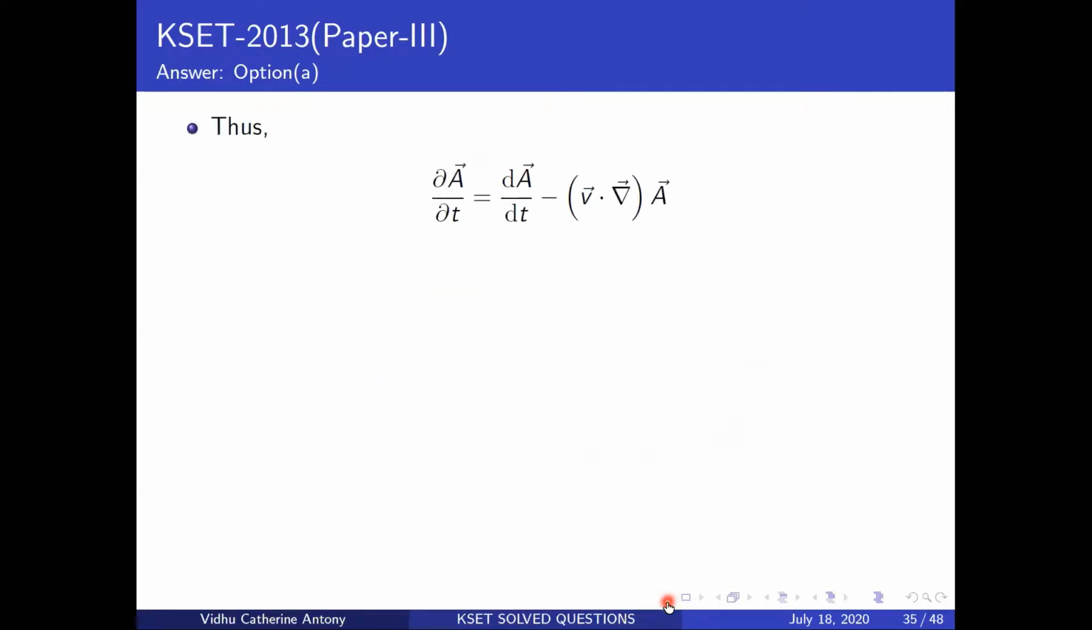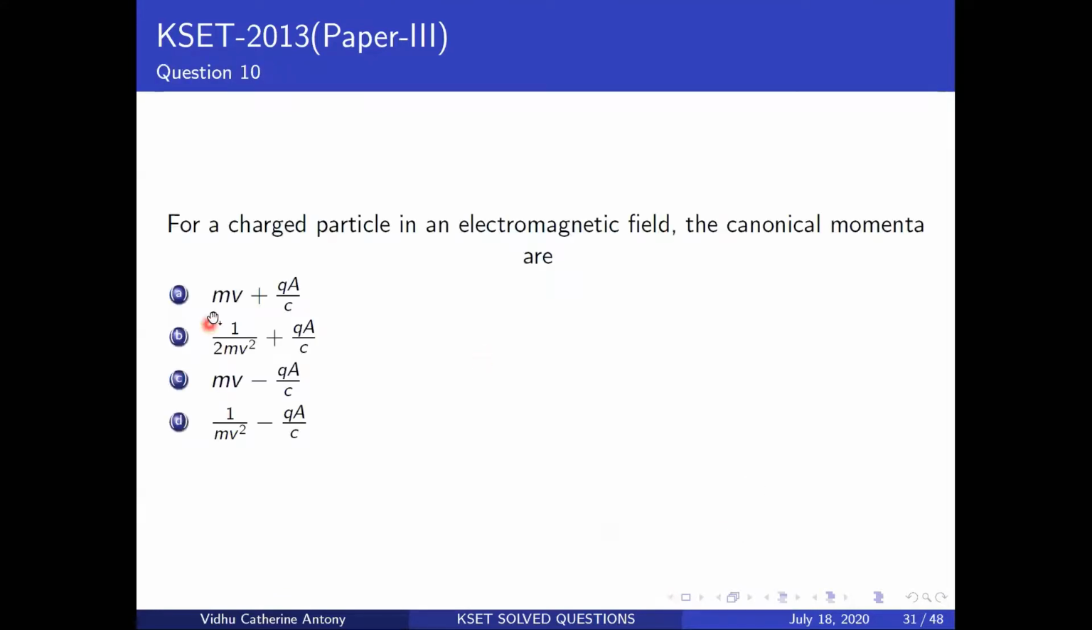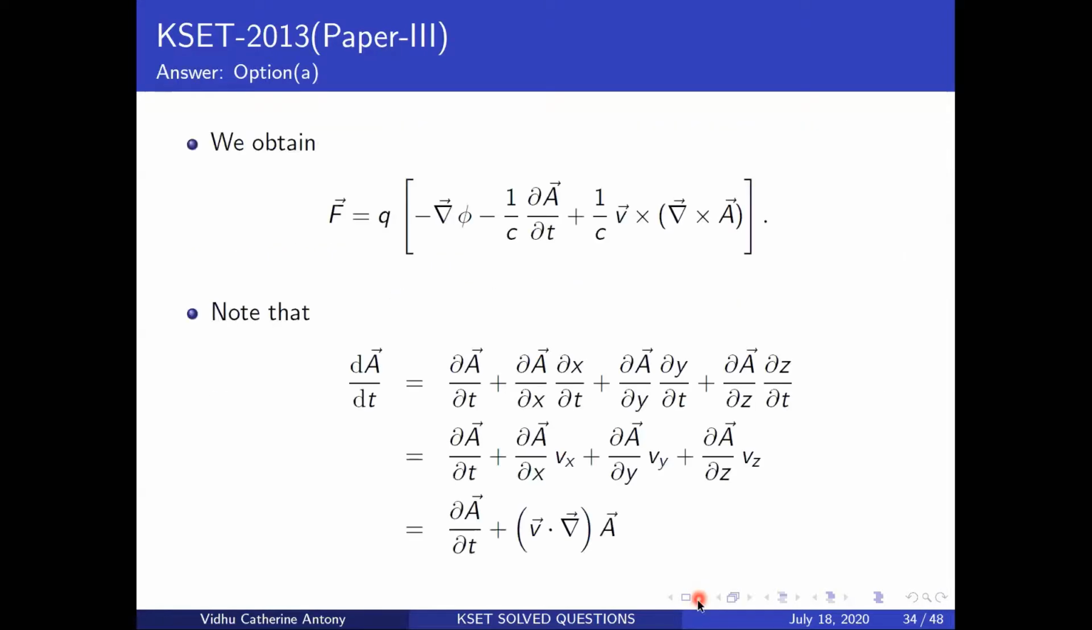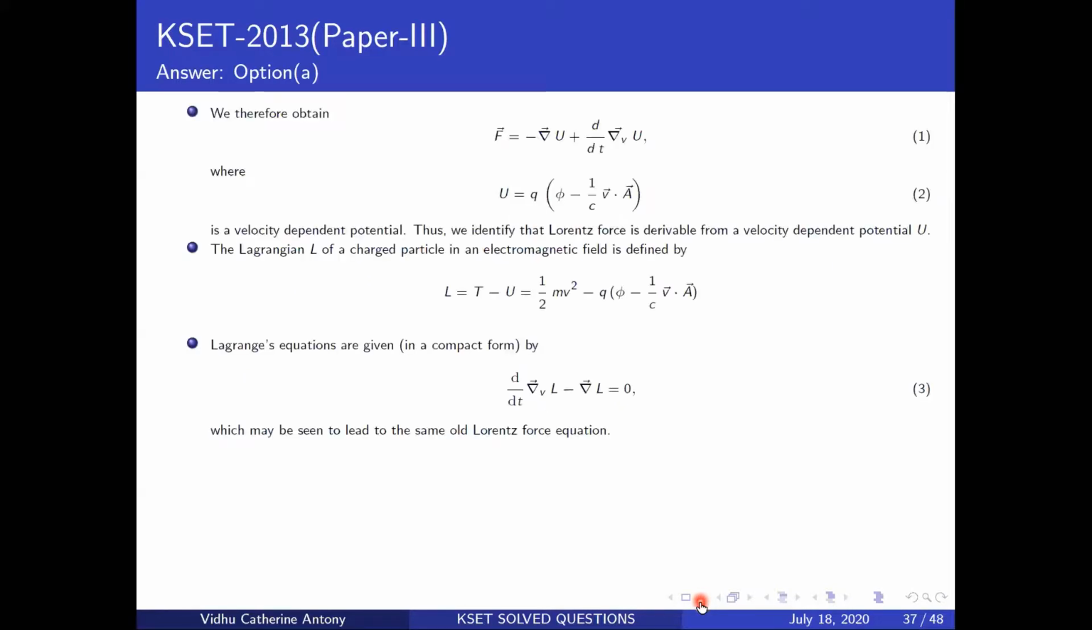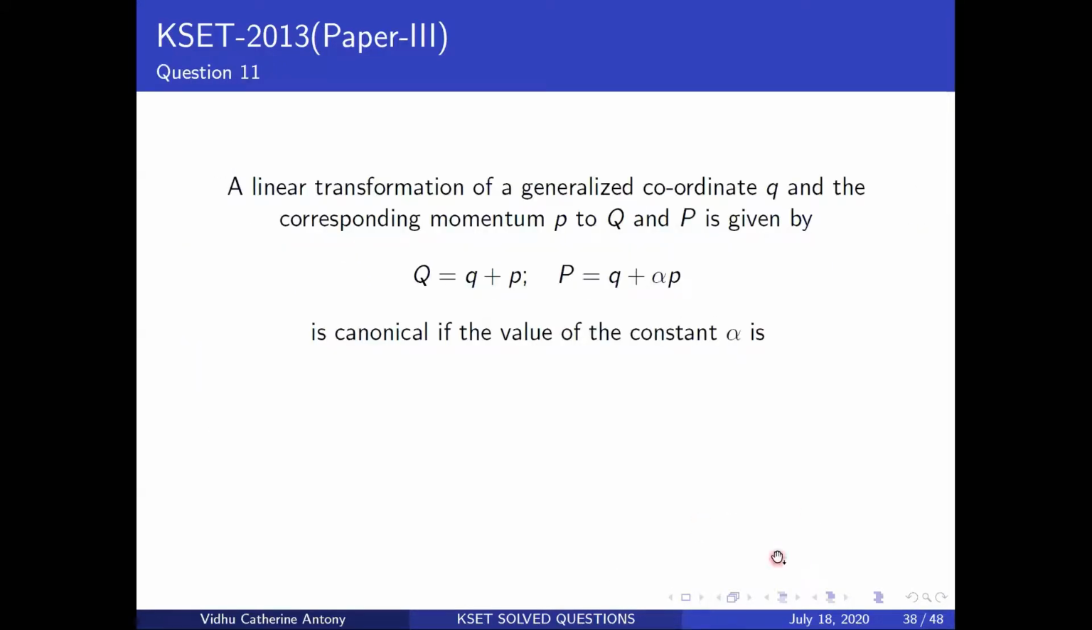So let's go back and look at the question. What are you going to get? You're going to get MV plus QA divided by C. Look through the derivation, look through how the Lagrangian is obtained. I've done every single step, so it shouldn't be a problem. And then do that.